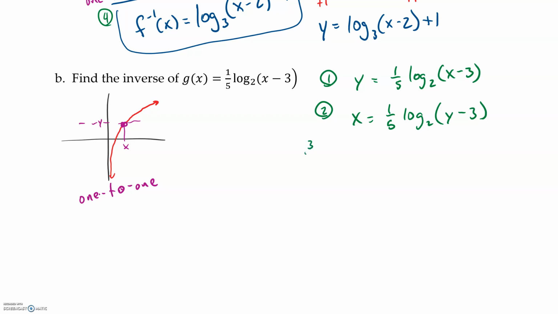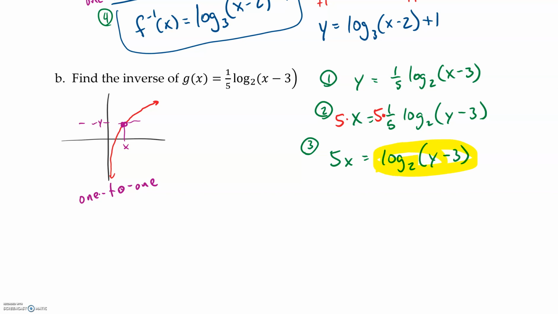And so this time I'm going to start by multiplying by 5 to get rid of that 1/5. So if I multiply by 5 on both sides, I end up with 5x equals log base 2 of y minus 3. And now I have a logarithm all by itself over here.